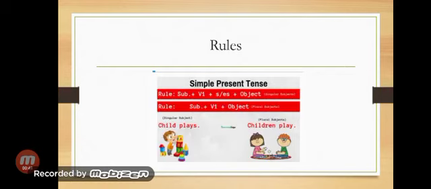Rules: in simple present tense, we use the first form of the verb with the subject. In the case of third person singular, we use s and es with the first form of the verb. In plural form, we use the first form of the verb with the subject. For example, child plays. Here child is singular and third person. That's why we use s with plays. Child plays. And children play, because children is plural. That's why we are using play instead of plays.